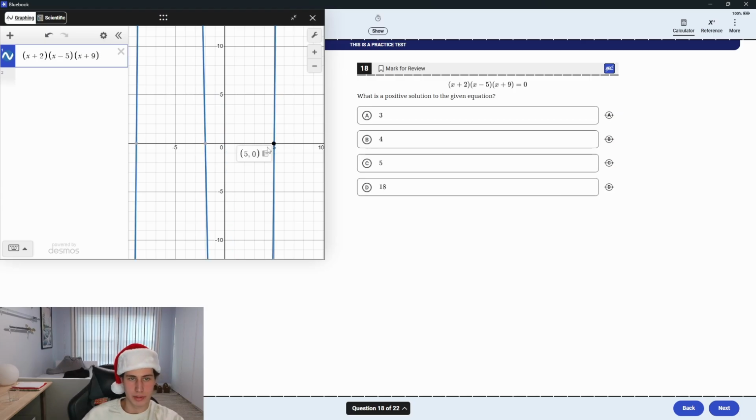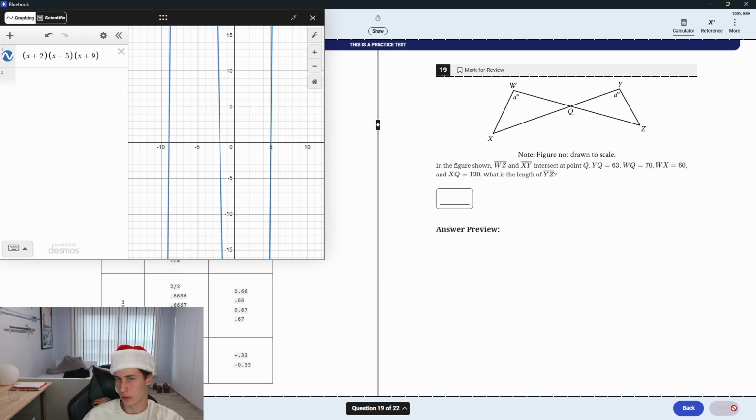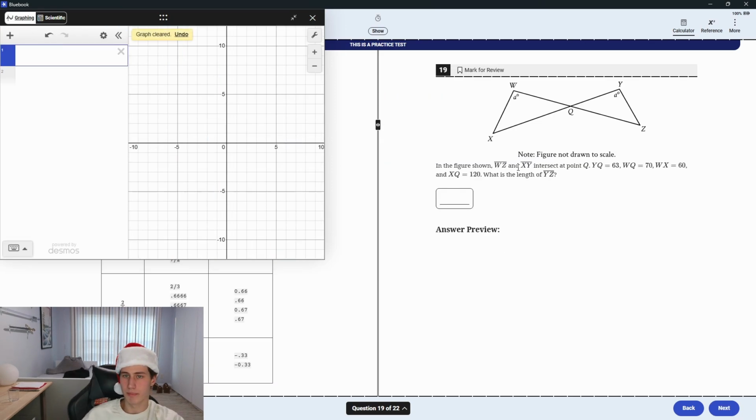So what's our only positive solution? Positive 5 makes it 0. And that's our answer. In the figure shown, WZ and XY intersect at point Q. YQ is 70, WX is 60, XQ is 120. What is the length of YZ?